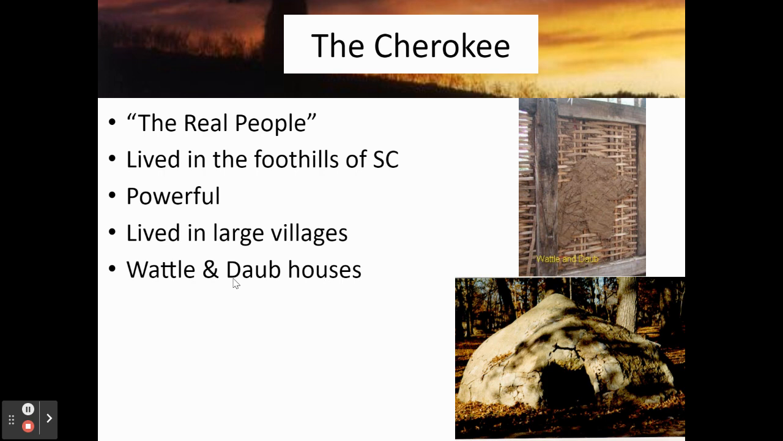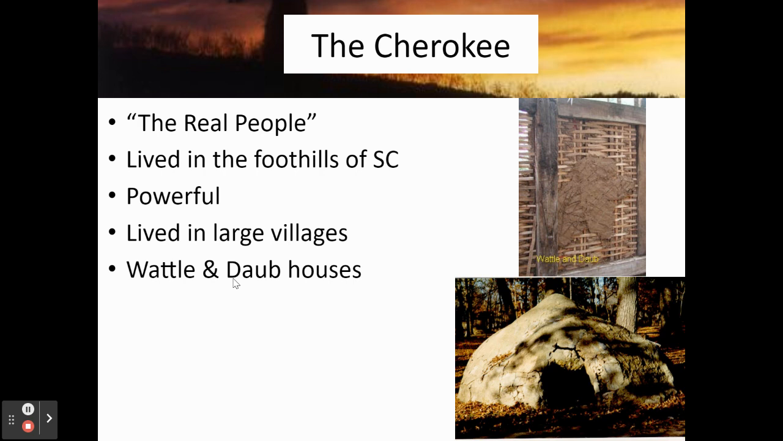Okay? So, the Cherokee are one of the biggest groups of the Eastern Woodland tribal group, which is basically every tribe east of the Mississippi River. This is one of the largest. They were known as the real people. That's what they called themselves. And they lived in the foothills of South Carolina, also called, as we learned in our last lesson, the Piedmont. It was a very powerful nation.